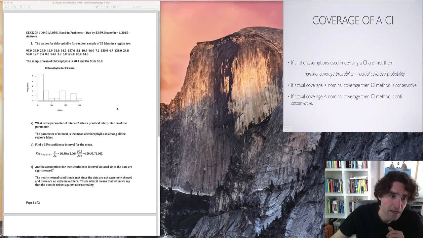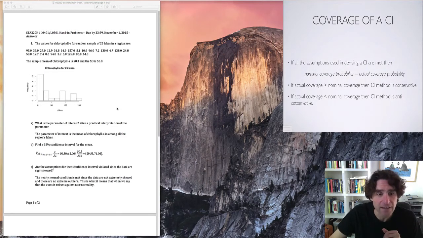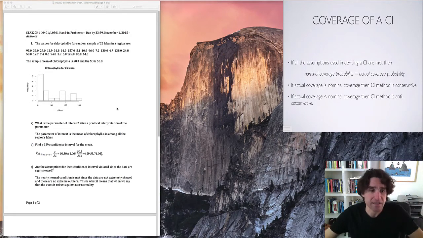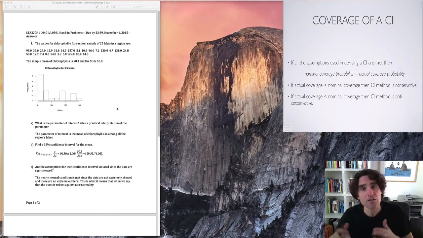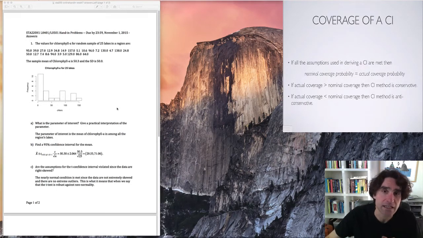Part C, are the assumptions for the t-confidence interval violated since the data are right skewed? Here, the solution that I put in is that the nearly normal condition is met since the data are not extremely skewed and there are no extreme outliers. This is what it means when we say that the t-test is robust against non-normality, because you can see that the distribution of the values is right skewed, but because there's not a lot of large outliers, the t-confidence interval should be robust against non-normality, which means that it should have the appropriate coverage.